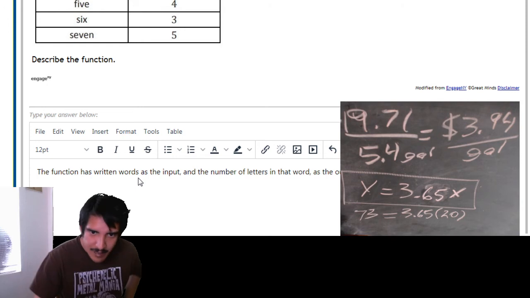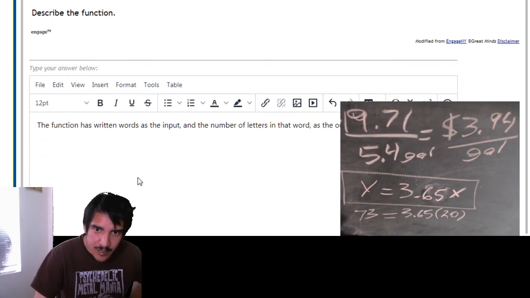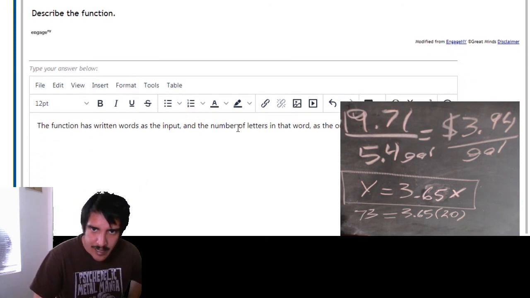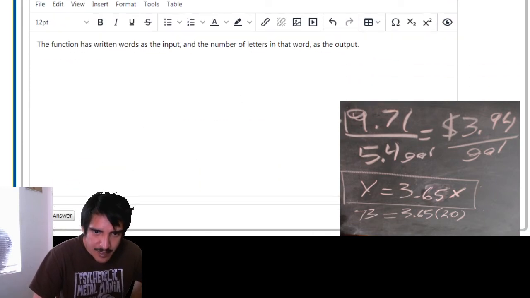I think that's about it, right? The function has written words as the input and the number of letters in that word as the output. That's a pretty good description. We're saying what happened. It takes words and it gives you a number.